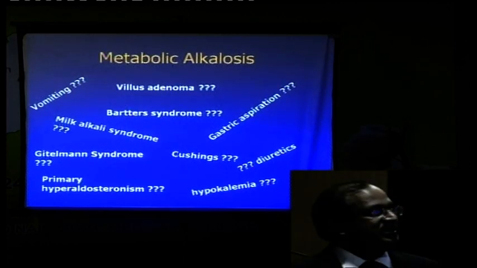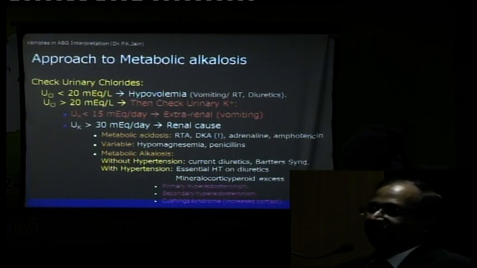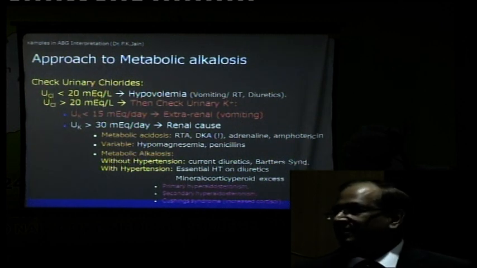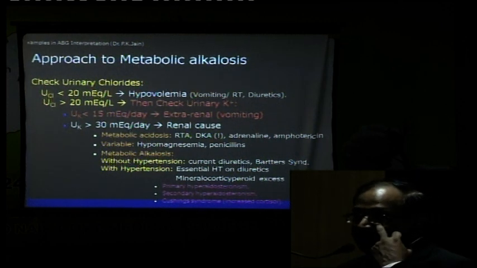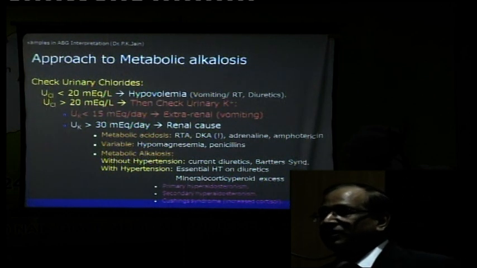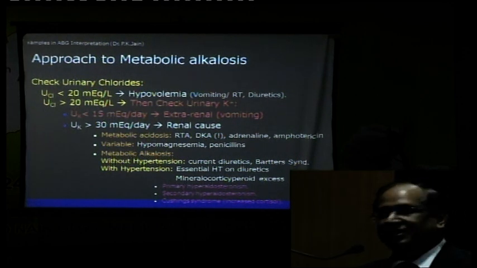Metabolic alkalosis is very simple. There are only two possibilities: fluid responsive, fluid unresponsive. Do the urinary chloride. If it is less than 20, it is hypovolemia. You need to give fluid. And if it is more than 20, then it is due to hypokalemia. And we did in the morning how you approach hypokalemia, and you can work up and figure out the causes.